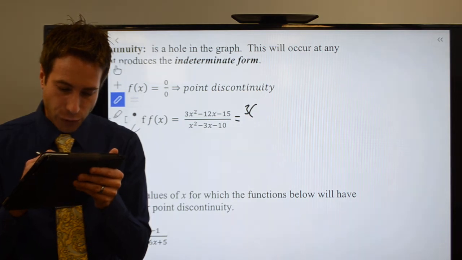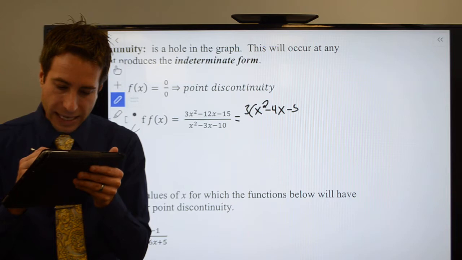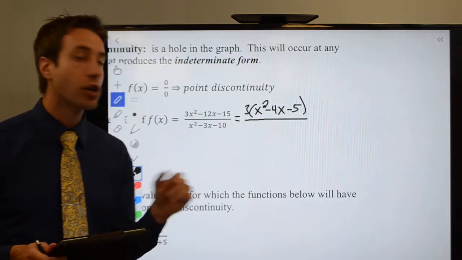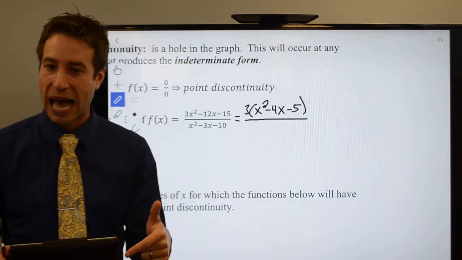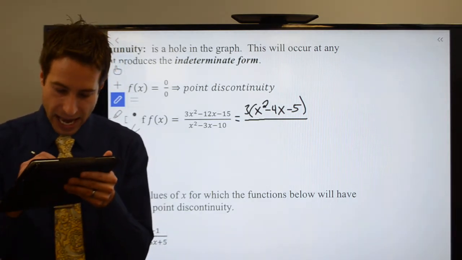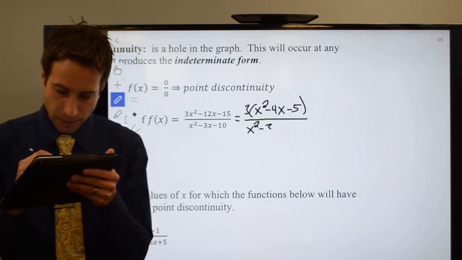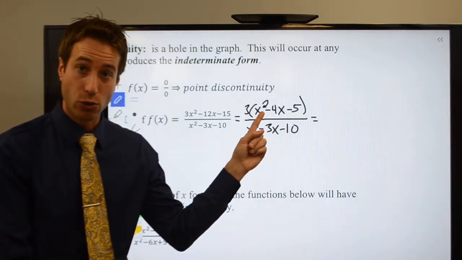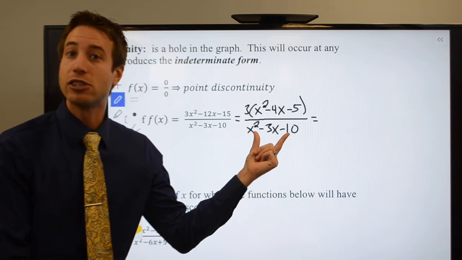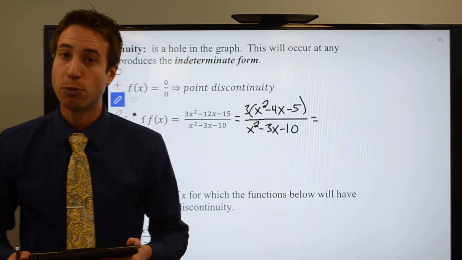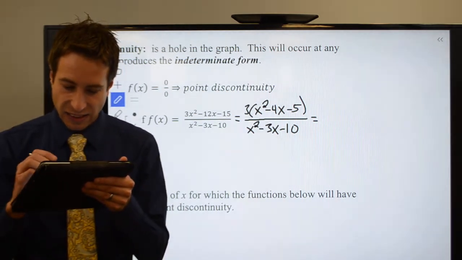I pull out a GCF of 3, that leaves me with x squared minus 4x minus 5. In the bottom, there is no GCF to pull out, and so I'm just going to leave it as x squared minus 3x minus 10. Now, in my next step, this is a general trinomial, and this is a general trinomial. Hopefully it'll factor into two binomials fairly easily. Let's find out.